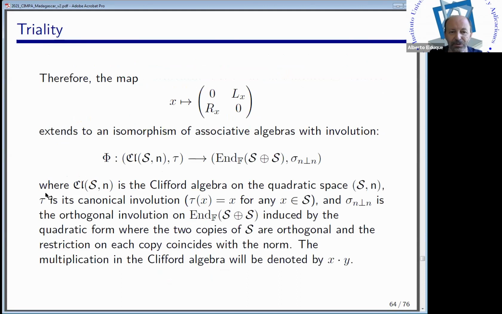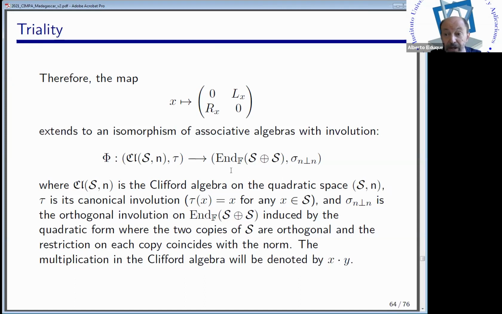So this allows us to consider the map that takes any element in the symmetric composition algebra to this 2x2 matrix. And because of the previous property, this allows you to extend this map to a map from the Clifford algebra of the norm to this algebra of 2x2 matrices. If you are not familiar with the Clifford algebra, don't worry. The Clifford algebra is an associative algebra attached to any vector space with a quadratic form. And this is a very important invariant of the quadratic form.